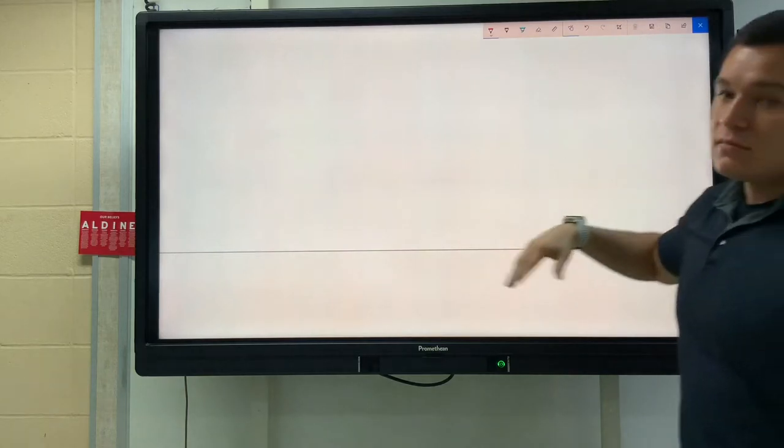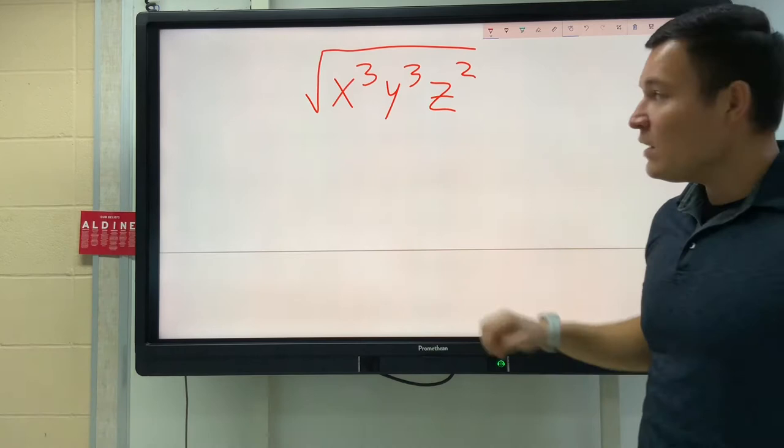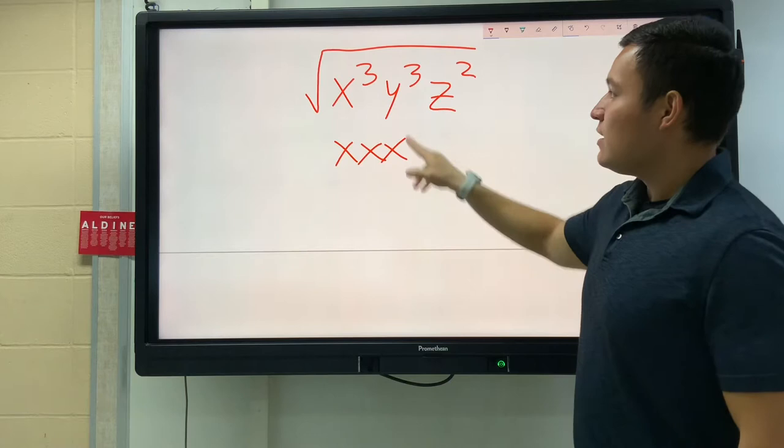x cubed y cubed z squared. Let's do the square root of this. If we're doing a square root, then we need two of a kind. How many x's do you have here? If it's cubed, then that means you have three x's. If this is cubed, that means you have three y's. This is squared, so we have two z's.